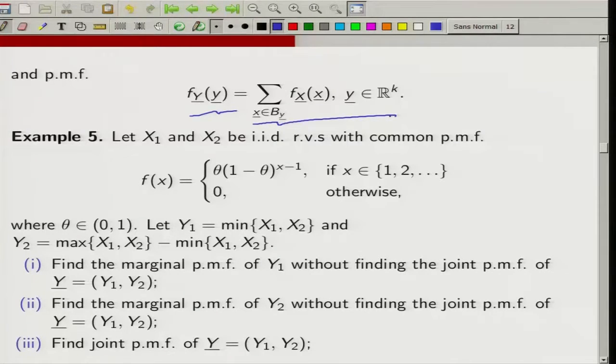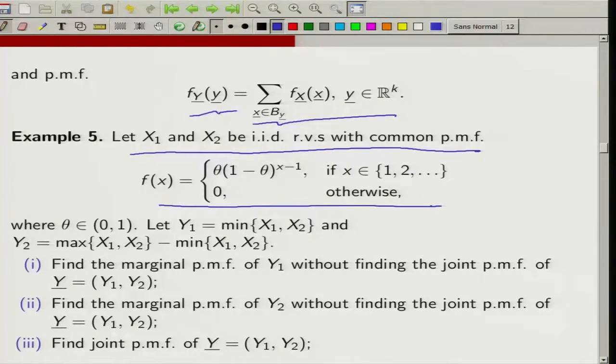over the desired range. To see this, let X1 and X2 be IID random variables with common PMF given by this. That means they are independent and identically distributed. Since they are identically distributed, both of them have the same PMF, which is given by this. Here theta belonging to (0, 1) is a parameter. Let Y1 be the minimum of X1, X2, and Y2 be the maximum of X1, X2 minus the minimum of X1, X2.